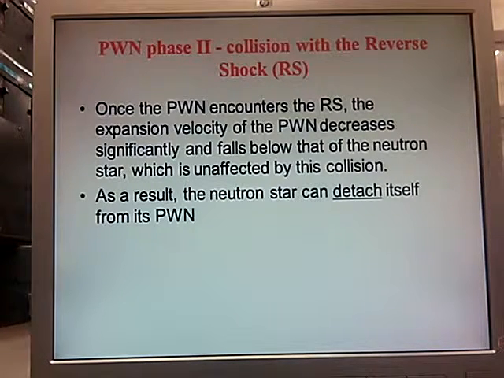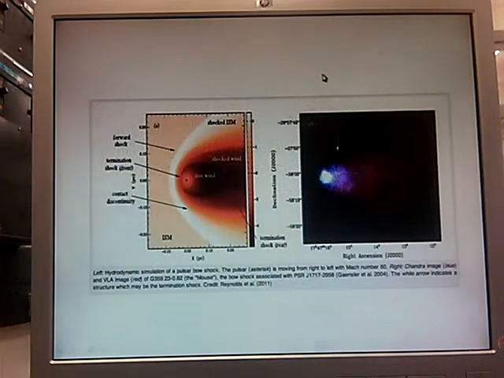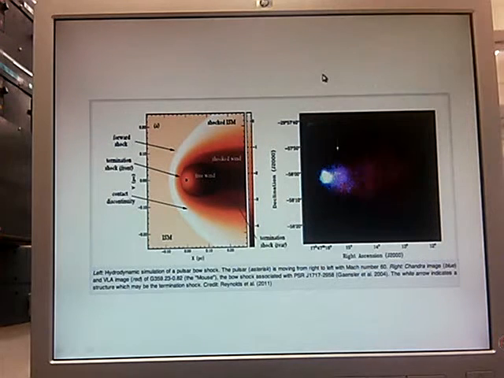So now they're not going to be centered on the same point. The neutron star will seem to drift inside its pulsar wind nebula. So it's going to be detached from that pulsar wind nebula that it's so far created. And you end up with something that looks like that, basically.